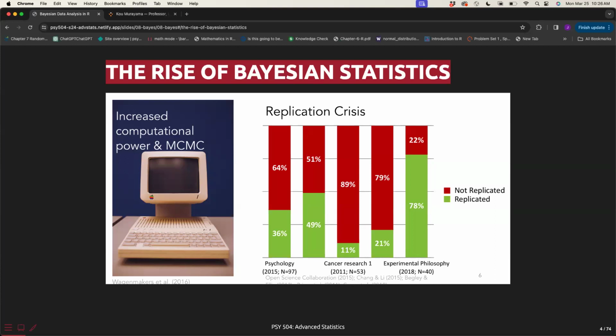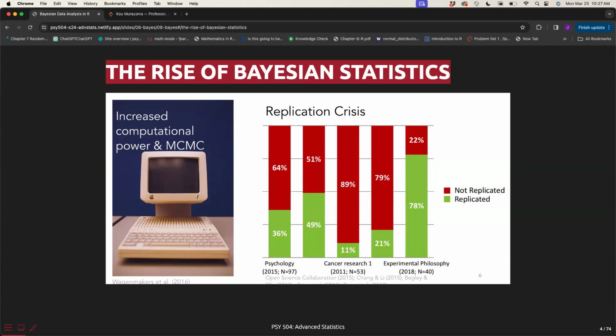Back in the heyday, you would basically have to be a proficient programmer to fit these Bayesian models, and now that's not the case. We can just throw our model into these functions and run some Bayesian analyses. So that's one reason why I think there's been a growth or rise in Bayesian statistics and the use of it.